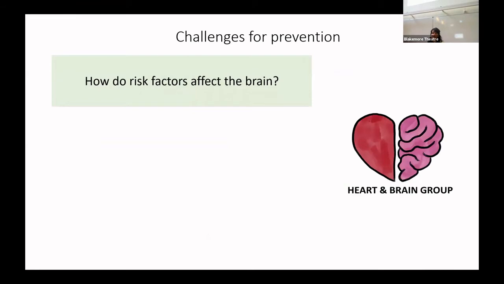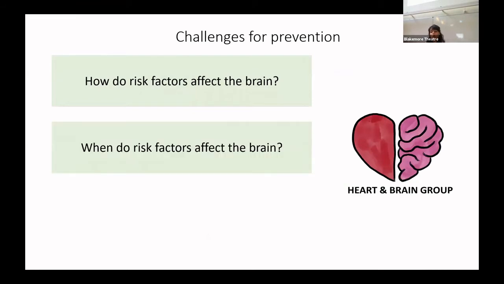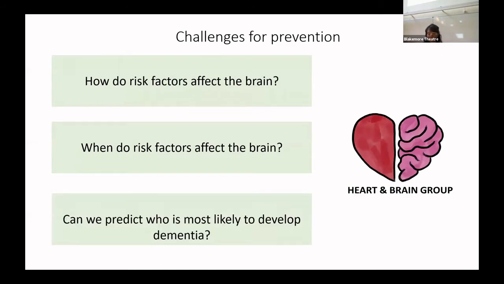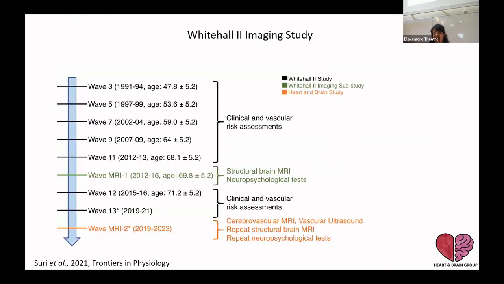So we look at trying to understand exactly how these risk factors affect the brain, when in the lifespan these risk factors begin to affect the brain, and looking at ways to be able to predict who is likely to develop dementia so we can then intervene and target them into clinical trials. So those are the questions that my research group asks. And I'm going to try and answer some of these questions today with this study, the Whitehall 2 imaging study. And you may have heard of this.